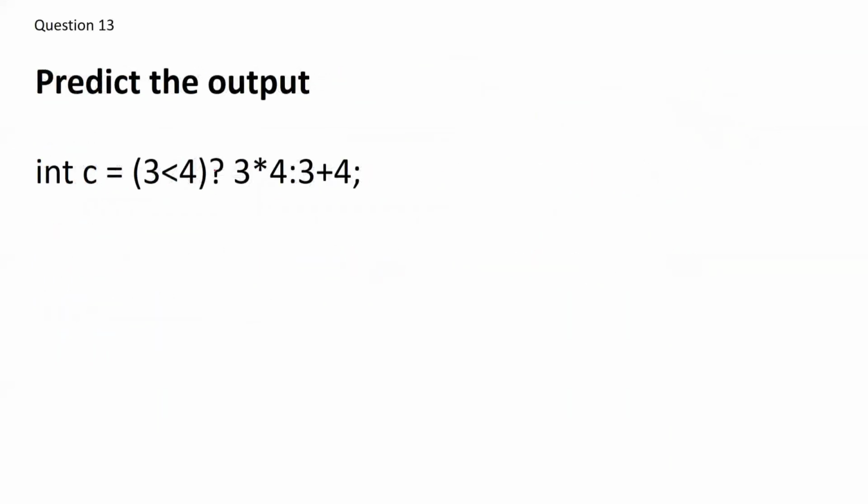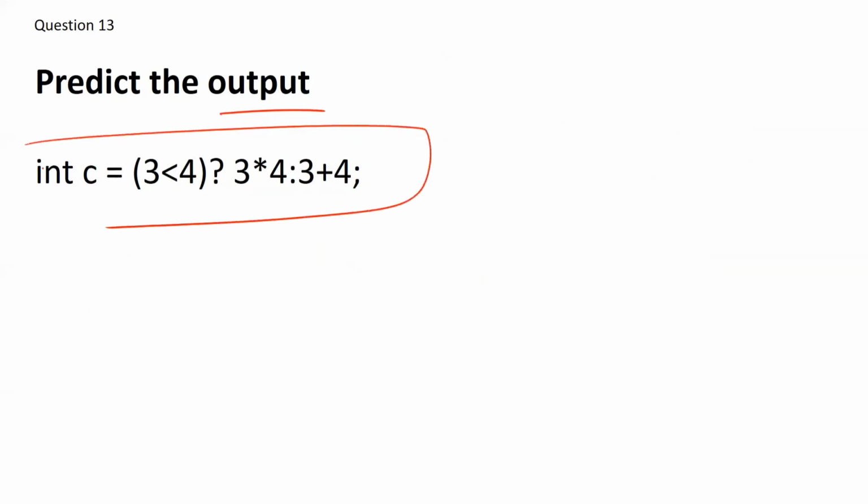Here in this, we have to predict the output. So guys, this is a condition for the ternary operator. This is how we write the ternary operator. So this is expression 1, expression 2, and expression 3. First of all, we will be checking expression 1, whether it is true or false. If expression 1 is true, then expression 2 will be executed. And if expression 1 is false, then expression 3 will be executed.